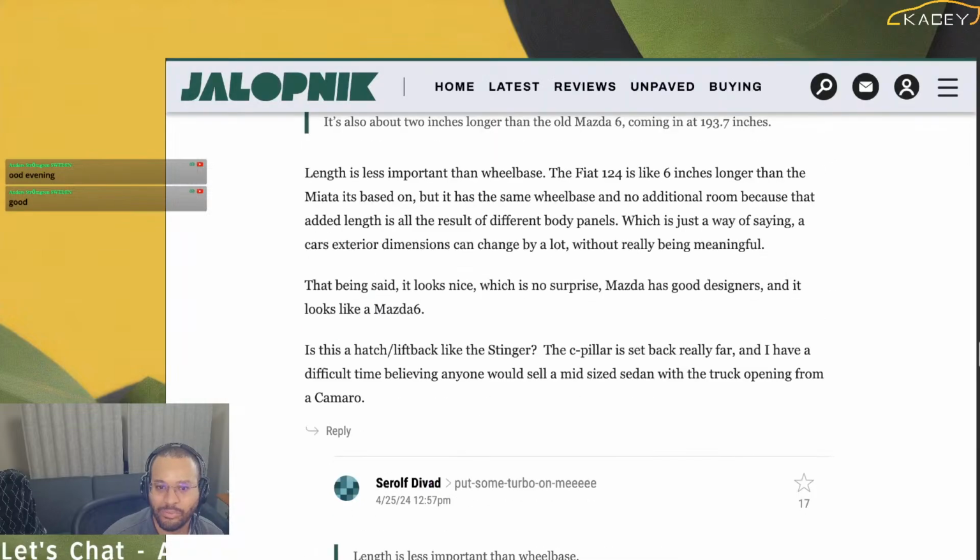Length is less important than wheelbase. The Fiat 124 is like 6 inches longer than the Miata it's based on, but it has the same wheelbase and no additional room, because all that length is the result of different body panels, which is just a way of saying that the car's exterior dimensions can change by a lot without being meaningful, except when you're going to park it.